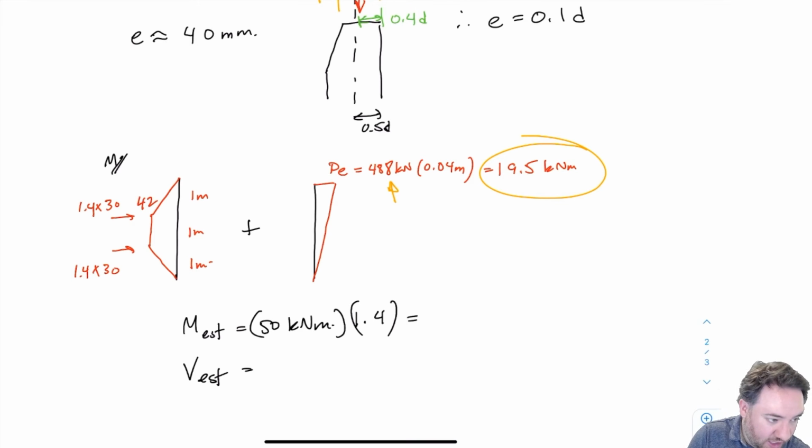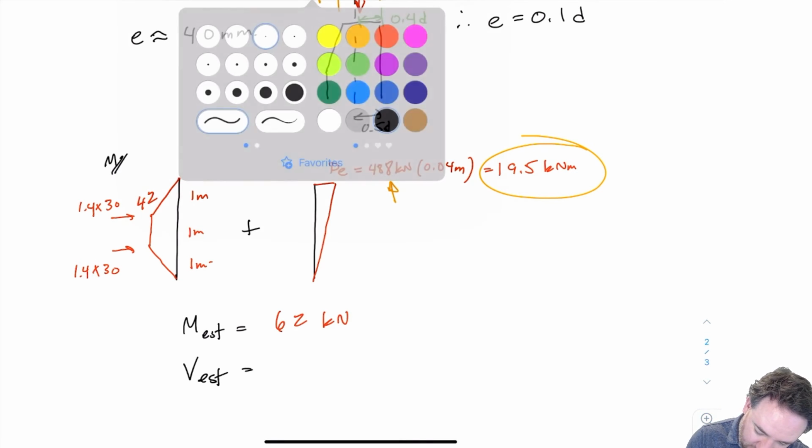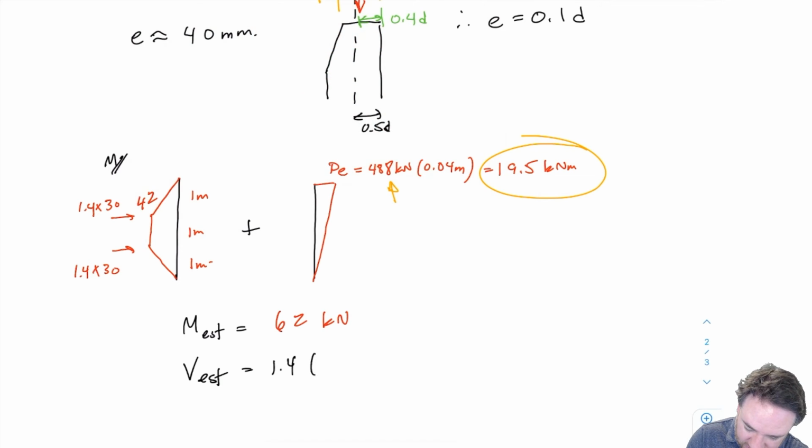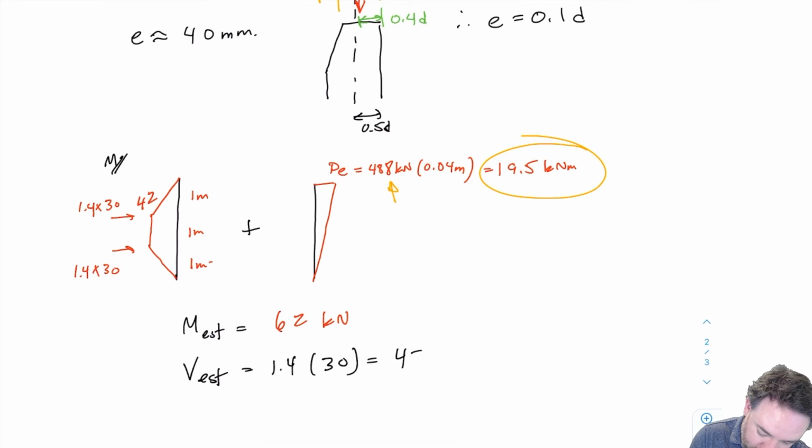Okay, this one on the right was already factored. You remember we factored that number when we put it in. So this is going to actually be 42 plus 20, so it's going to be about 62. And the estimated shear is going to be 1.4, and our unfactored shear in this one is 30 kilonewtons. So we're going to get 42. Okay, these are all approximate numbers.